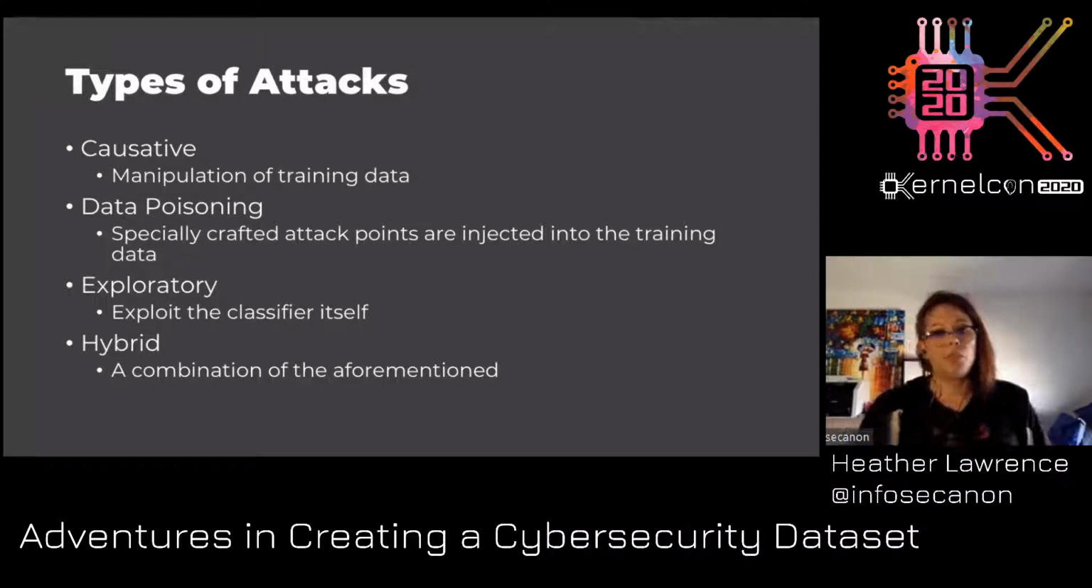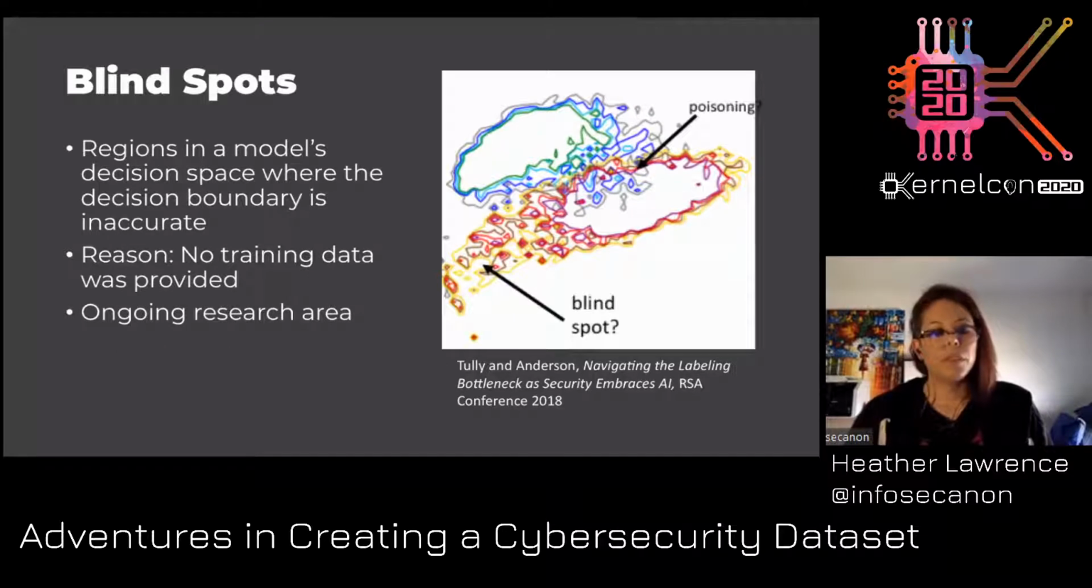Data poisoning, so you craft attack points into the training data. You exploit the classifier itself, that's exploratory, or hybrid, so you can have any combination of the above. And the reason why these adversarial examples are useful is something that we theorize is called a blind spot, right? You have a region in the model's decision space where the decision boundary is inaccurate, right? We think that no training data was provided in that area. And so the machine learning algorithm has to kind of guess. And this is an ongoing research area.